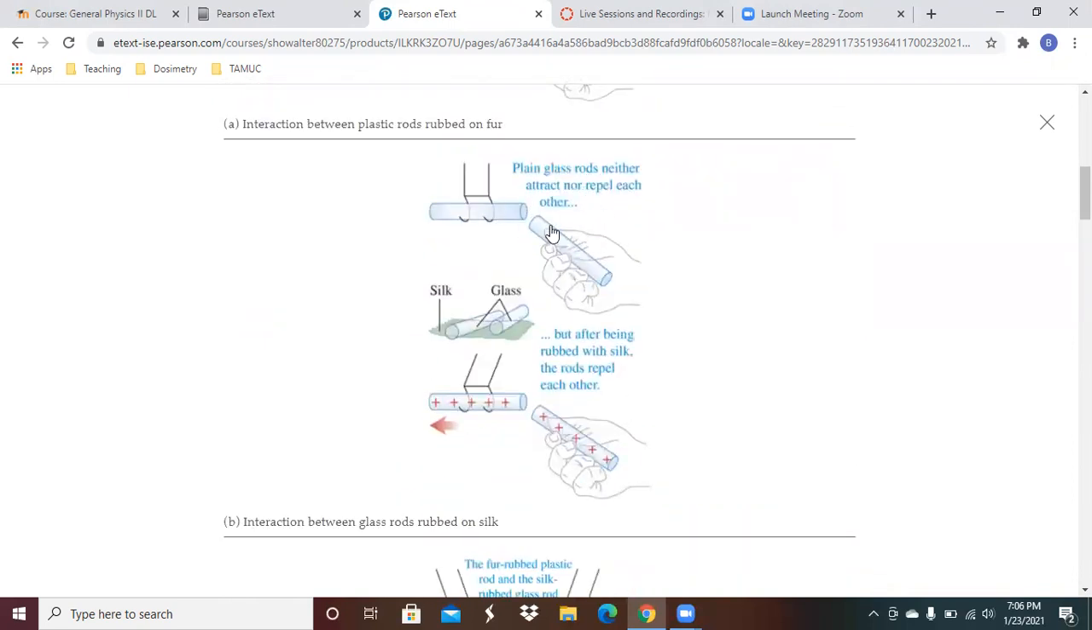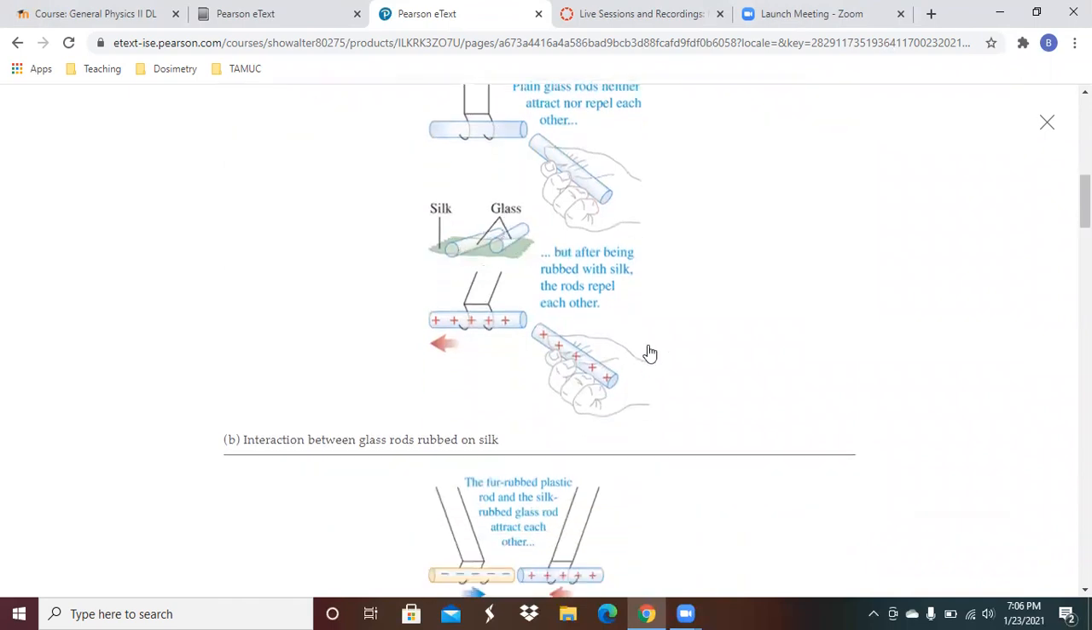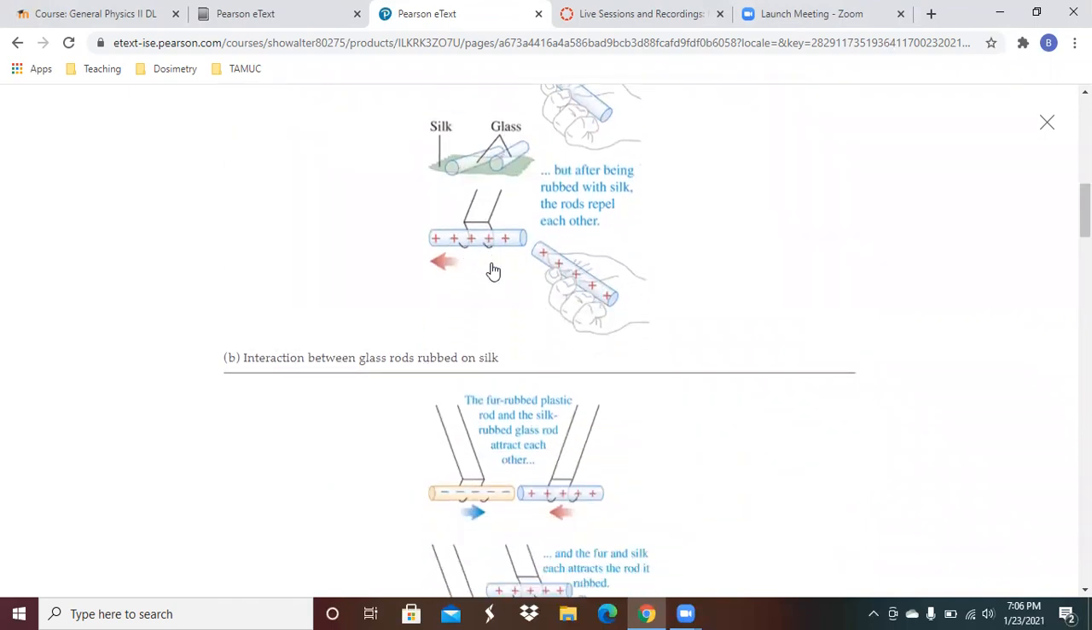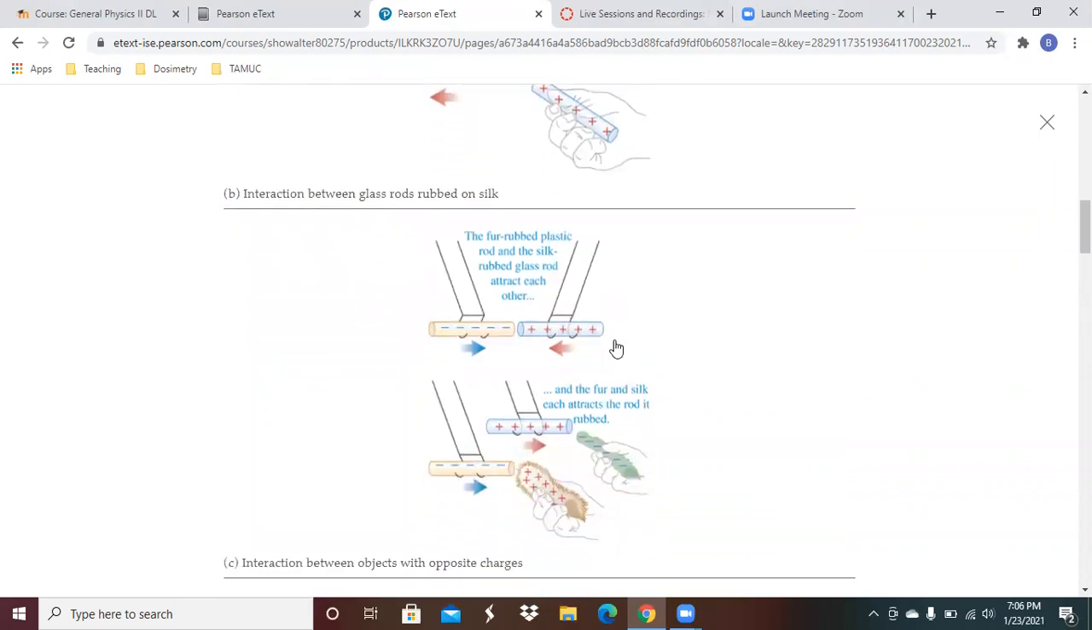If you take plain glass rods, they're electrically neutral. They're not going to interact. But if you rub them with silk, you end up with positive charges on each. Again, they're going to repel.